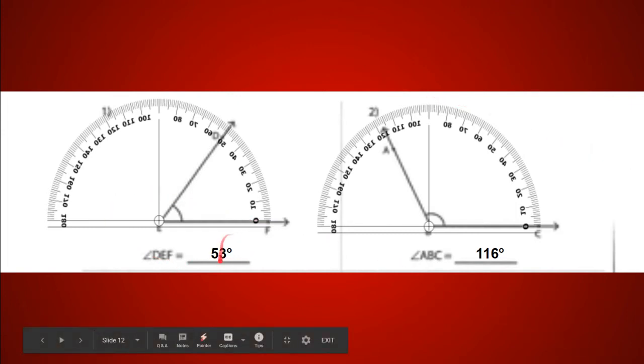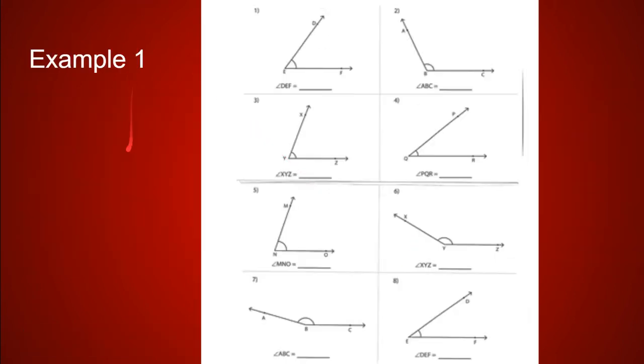Remember, you have to put the degree symbol and write the angle notation like this. You see the proper notation, the ray, that is D, E and F. The angle which we are measuring is E, so that's in the middle. And same over here, A, B, C, B is in the middle because it's the angle. So now you have to take your protractors and measure.